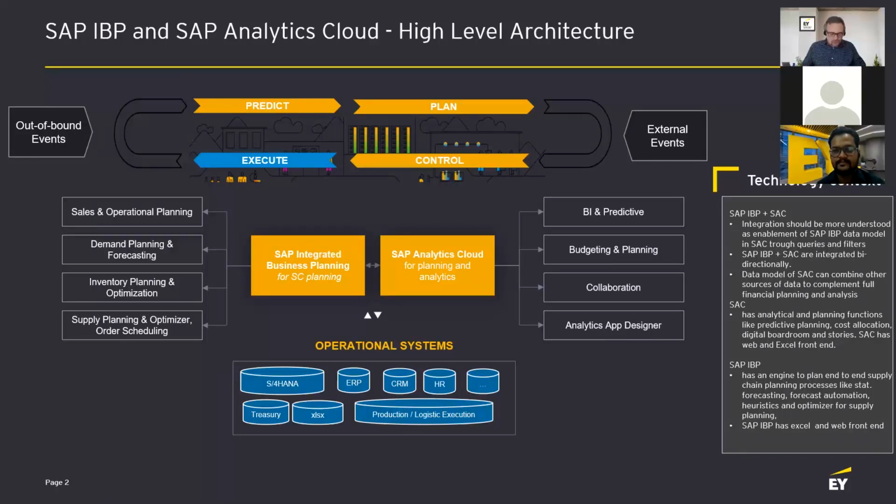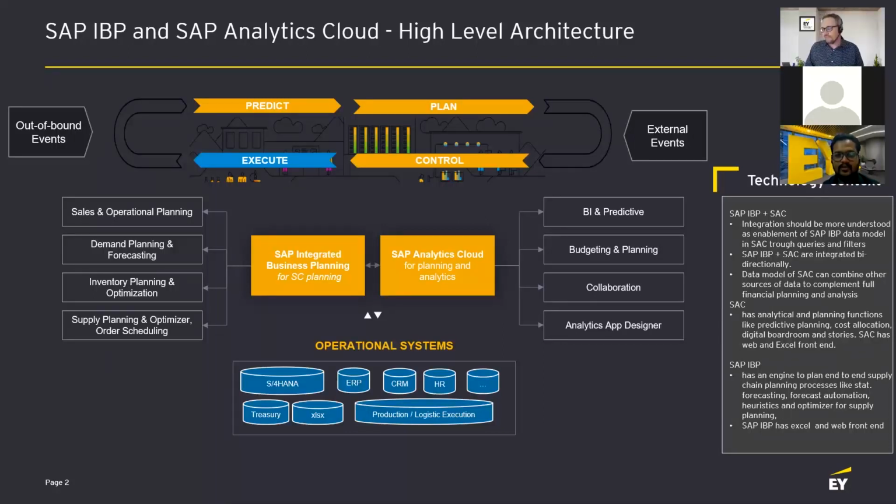So, since we are still on that one, because there is a little sign here, like a bidirectional one, maybe can you share one example of how the data would be populated back between SAP Analytics Cloud and SAP IBP? Maybe one example would be good.